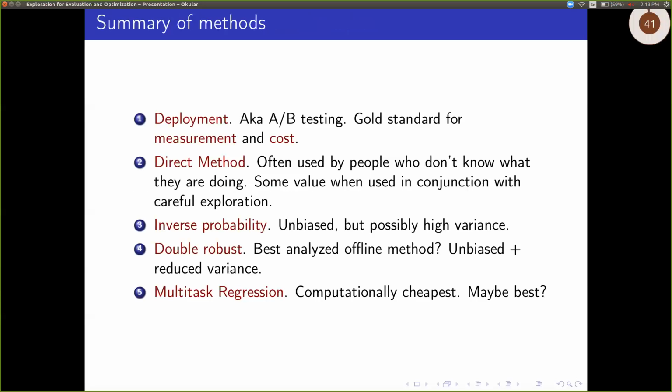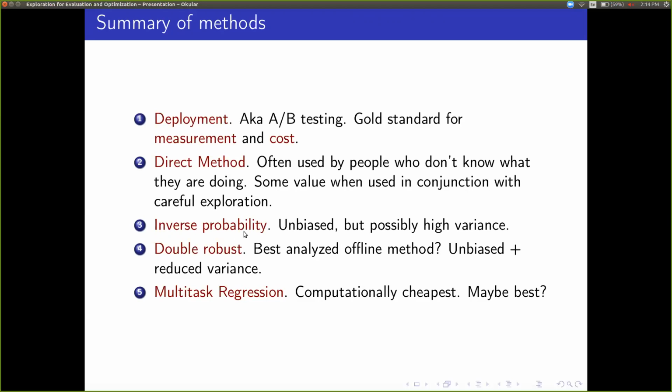Okay, so here's a summary. You can deploy things. That's called A/B testing. That's the standard way to evaluate in practice at real companies. It's the gold standard for measurement, but also for cost. You can use the direct method, and that's often what's used in practice. That's where you get area under the precision recall curve. It obviously has some value, since the generalization often does help lead you somewhere better. But I think typically you cannot achieve the best performance using this approach.